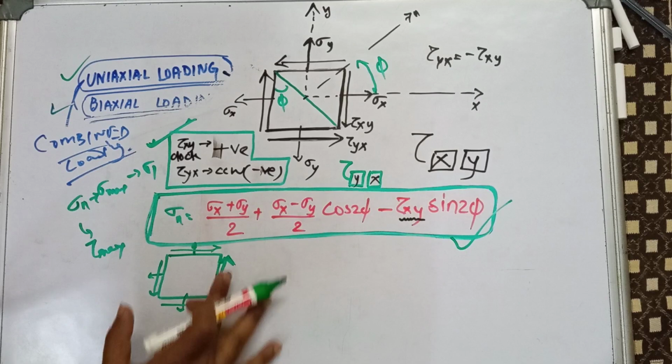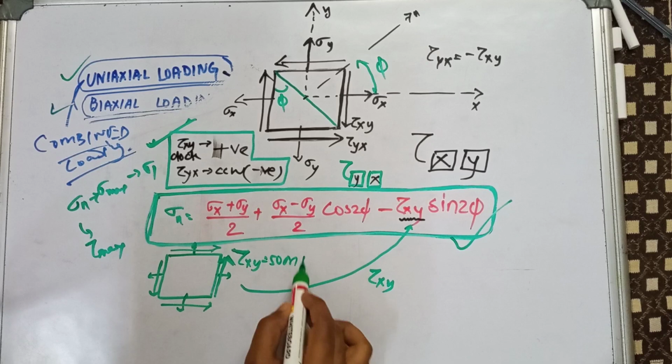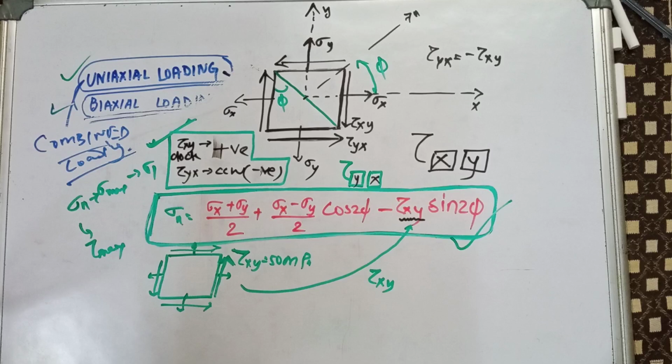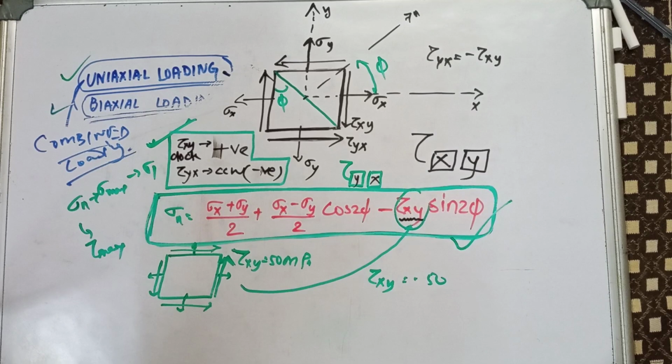So, no need to be afraid. Put this tau xy in this formula. Suppose they have given it to you as 50 megapascal. Now, definitely, this is a counterclockwise shear. Counterclockwise shear is always negative in our assumption. So, replace this tau xy by minus 50. So, in place of this tau xy, put minus 50. So, minus minus, this will become plus.